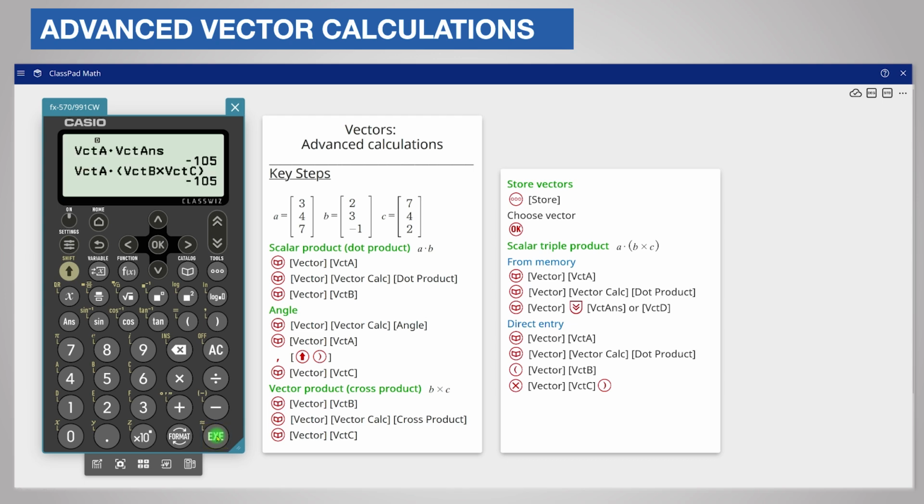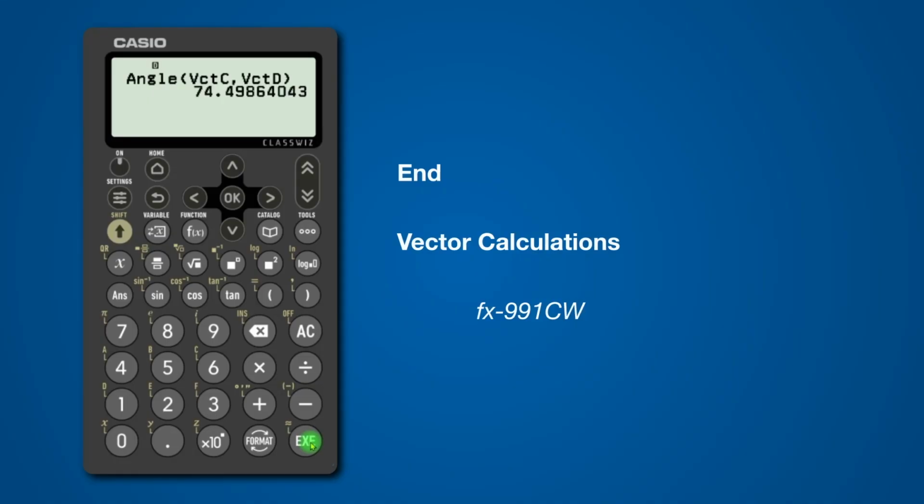The brackets are important because otherwise the dot product is calculated first, and so the result will be a scalar multiple of vector C. I hope that you are now able to make these advanced vector calculations. I do think it's worth spending some time mastering them.